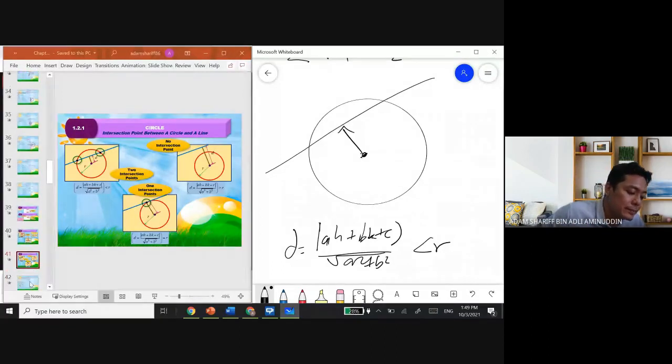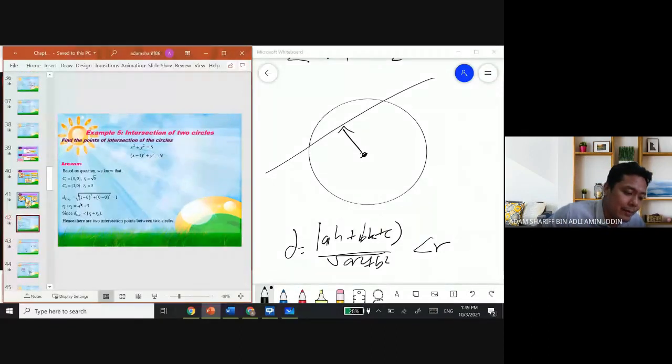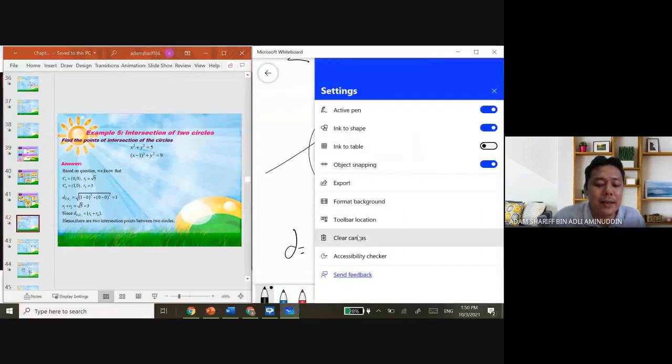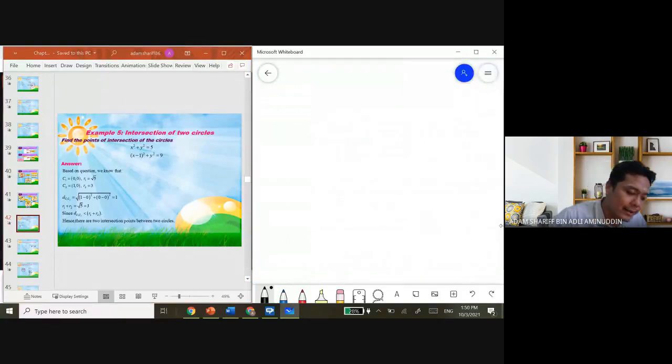Okay, find the point of intersection between the circles. Alright, ini soalannya agak panjang, tetapi solution dia, idea dia sangat simple sebenarnya. Okay, I just show you the idea first. Ini buat bila tutorial nanti.